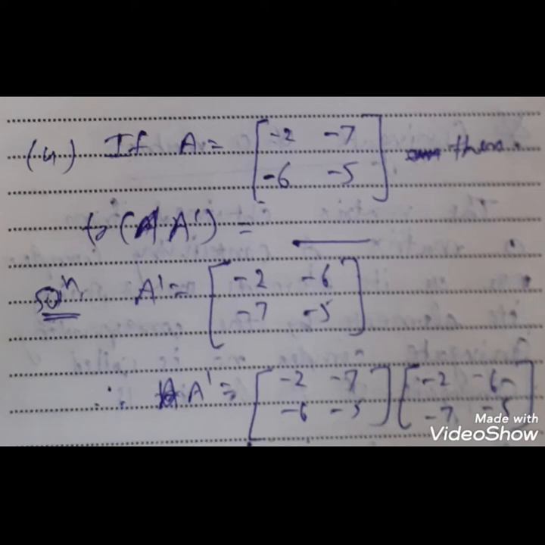It means a 2 by 2 matrix which contains the elements -2 and -7 for the first row, -6 and -5 for the second row. Then find the trace of A into A dash. Here we have to find the trace of A into A dash.